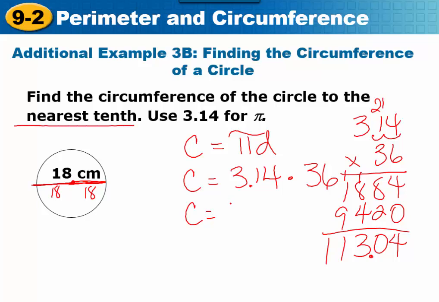So my circumference is going to be 113 point. Now, is this 4 big enough to do anything to the 0? No, it's not. So it's 113.0 centimeters. And that's how we find perimeter and circumference.